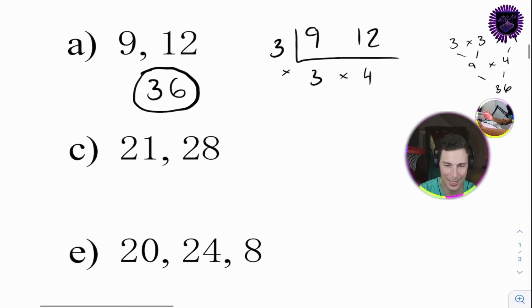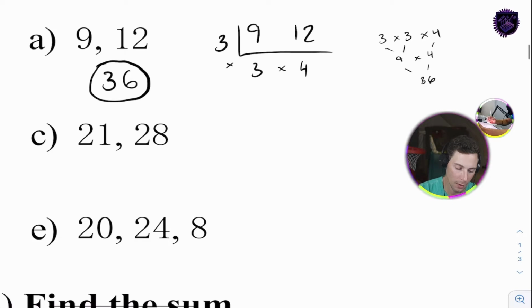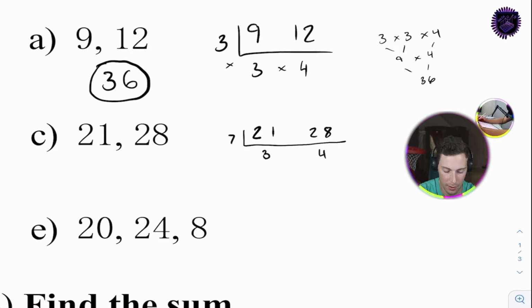Okay, 21 and 28. What is going to be the lowest common multiple of these two numbers? 21 and 28. So I know that both of these are divisible by 7. 7 goes in there 3 times and 4 times. So 7 times 3 times 4 will be the lowest common multiple.